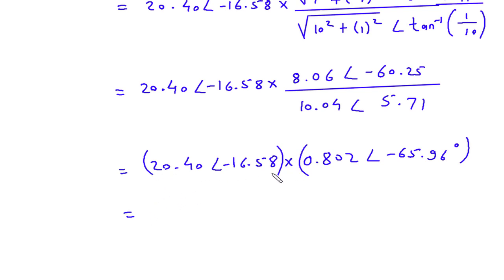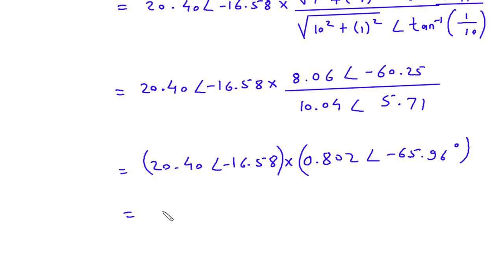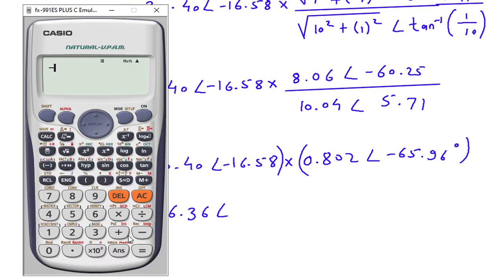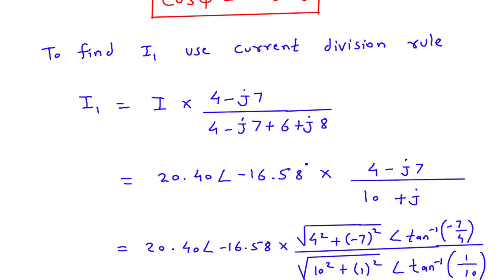Now we will multiply this 20.40 by 0.802. So it will be 16.36 at an angle of minus 16.58, and it will be added to minus 65.96. So it is minus 82.54 degree. So this is the value for current I1.